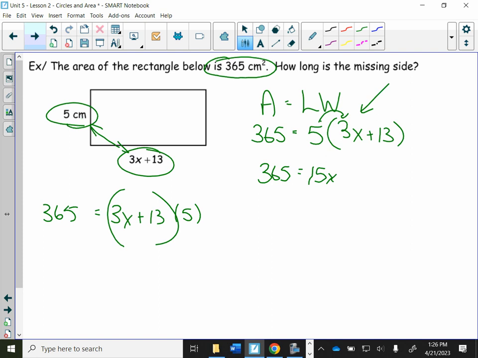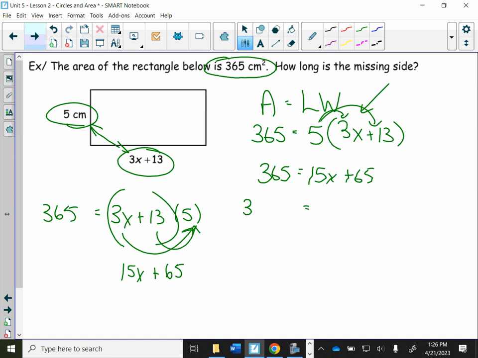That's 15x. 5 times 13 is 65. Same answer you'd get over here, except you'd have to remember to multiply that one and this one, which is the one people forget. Okay, same numbers, just different order. And we've always said order doesn't matter.